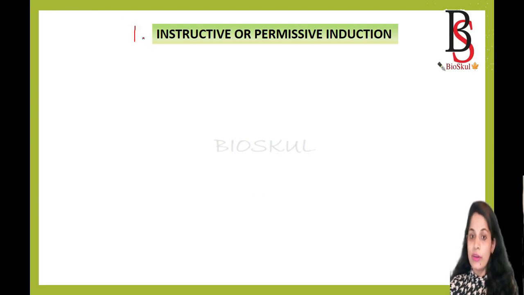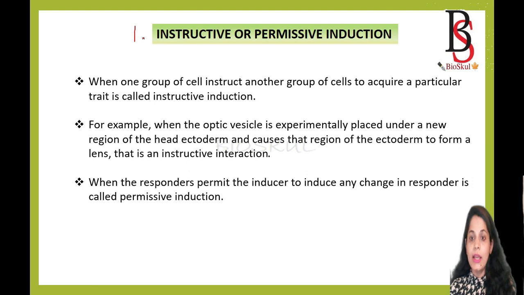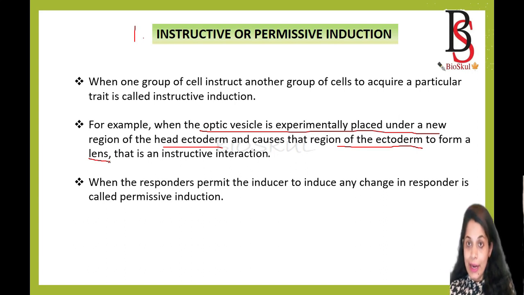So what is instructive induction? When one group of cells instructs another group of cells to acquire a particular trait or fate, it is known as instructive induction. Okay. The best example is lens development. When the optic vesicle is placed under a new region of the head ectoderm, it causes that region of ectoderm to form the lens. Here the optic vesicle instructs the head ectoderm to form the lens. That is the instructive interaction.